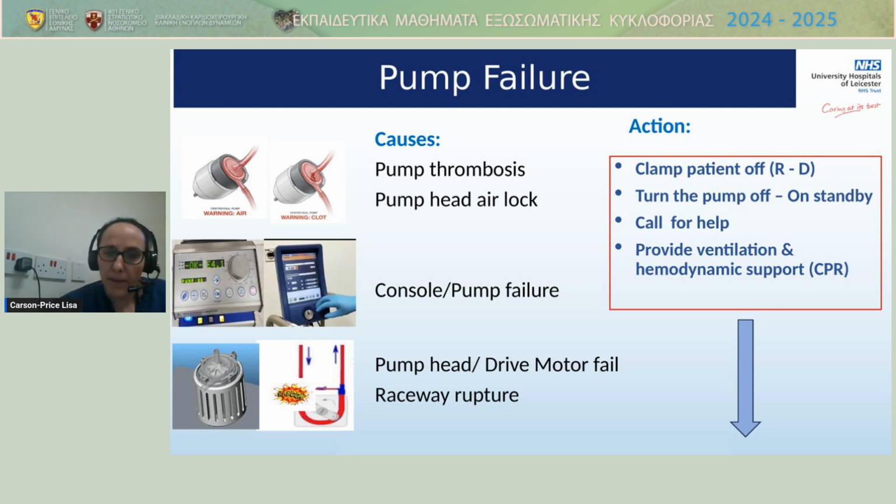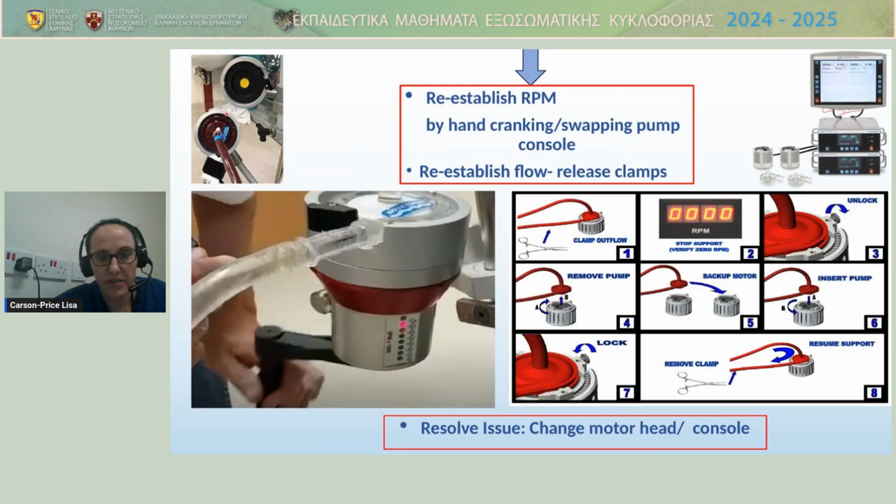And then the third thing that might cause a pump failure is the motor head failing, or if you're still using roller pumps, which is still perfectly acceptable to do, even though most of us use centrifugal pumps in modern age ECMO, obviously rupture of the raceway. And all these have slightly different ways of dealing with them, but having good protocols to do it is absolutely essential. So normally, if your pump began to fail, you'd momentarily clamp off your patient, prevent retrograde flow, and re-establish some form of RPM.